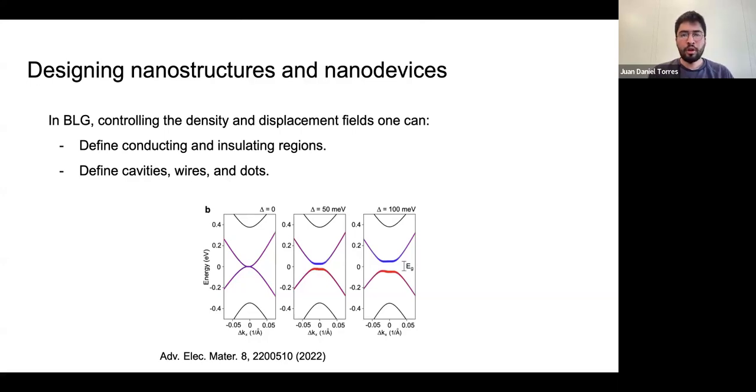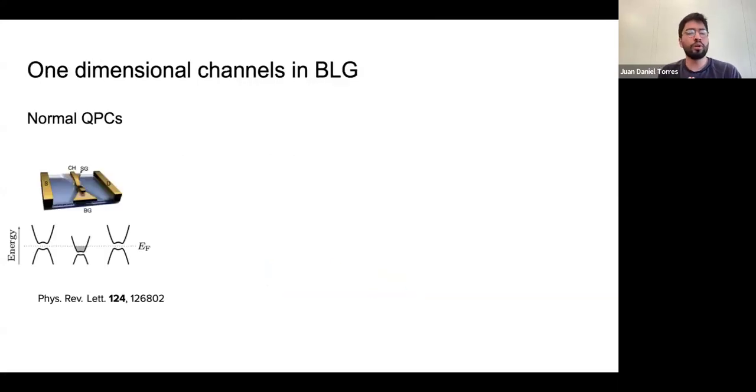So moving forward, I will just list some of the devices that people have been working on, because this is a very big field: graphene, bilayer, and its multilayers. I will start by referring to one-dimensional conducting channels in bilayer graphene. What people typically do is combine the so-called split and channel gates in order to define a one-dimensional channel. As I mentioned before, by controlling the displacement field, one is able to gap specific regions of graphene.